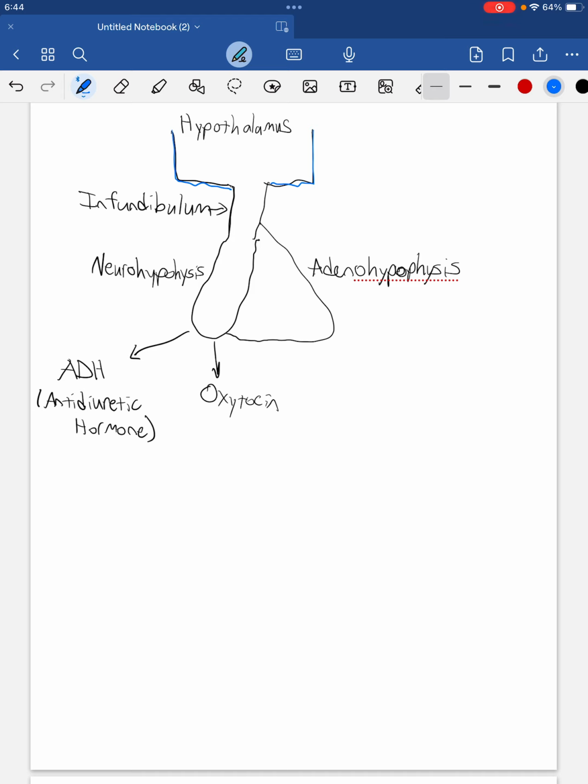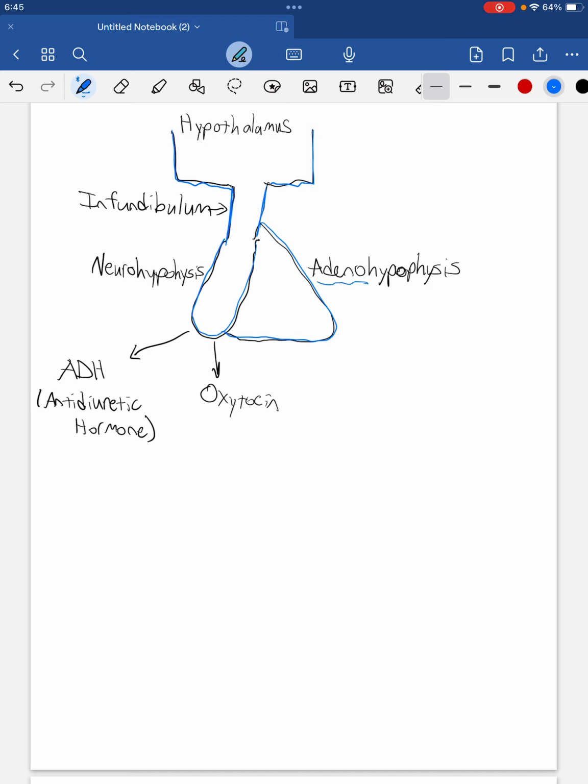Hanging off of the hypothalamus here in this area is the posterior pituitary gland, also known as the neurohypophysis, because it's made up of neural tissue. So it's kind of like an extension of that hypothalamus. And it's connected to the hypothalamus by this stalk here, known as the infundibulum.